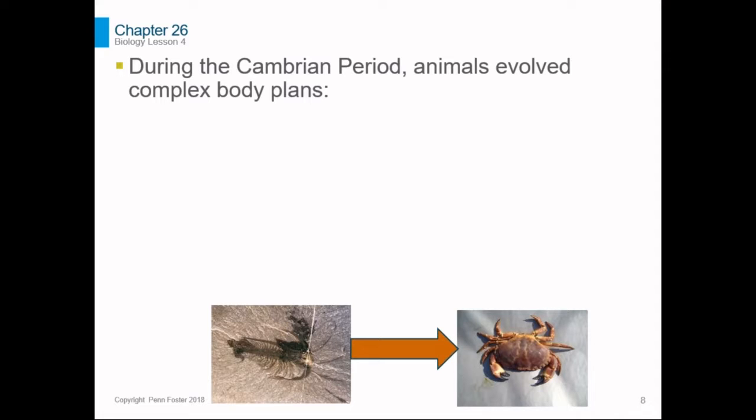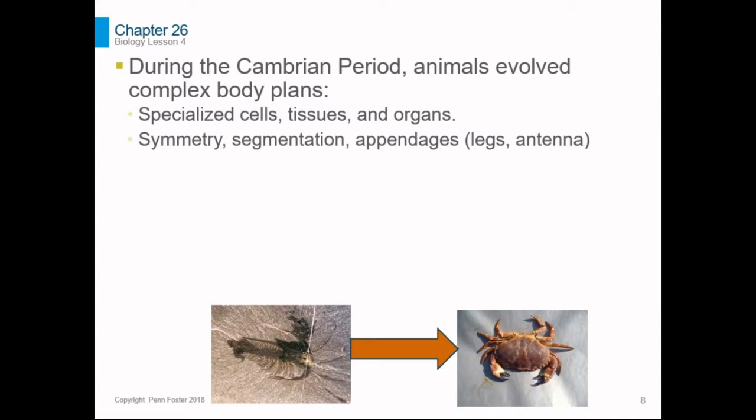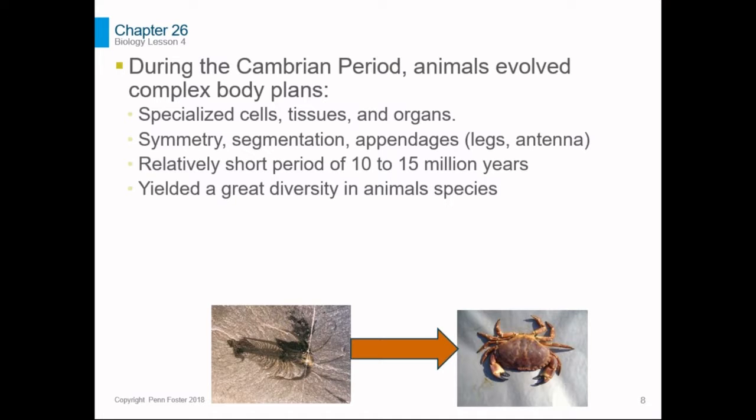Now, where things really started to get interesting was during the Cambrian period. So, this was about 540 million years ago, and animals started evolving complex body plans. So, this is where animals started to get specialized cells, tissues, and even organs. They started to show symmetry, segmentation, a difference between the front end and the back end, and appendages. So, appendages are things like legs and antennae that stick off of the body. These characteristics developed in a relatively short period of time, which was 10 to 15 million years, and yielded a great diversity in animal species.